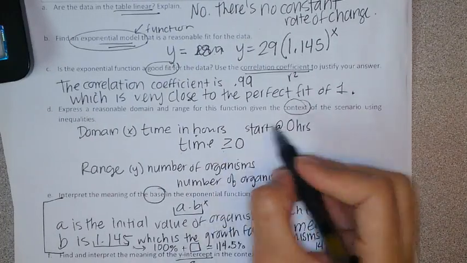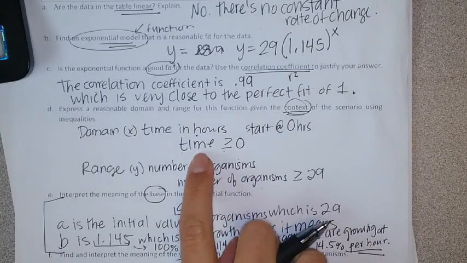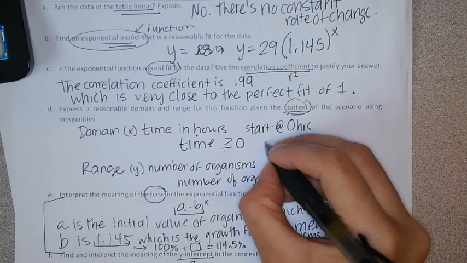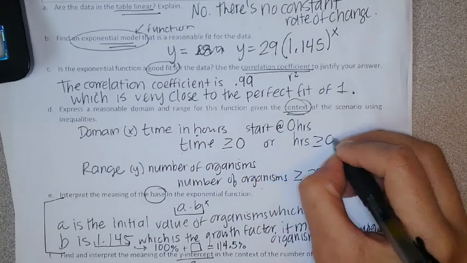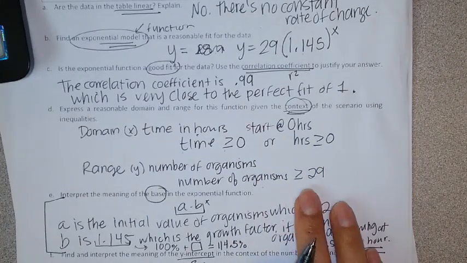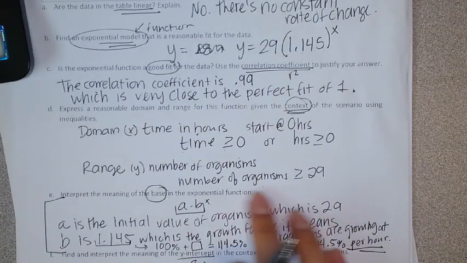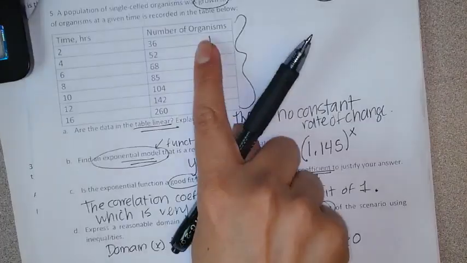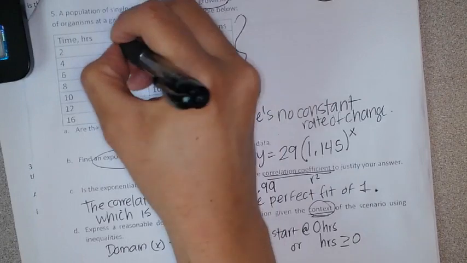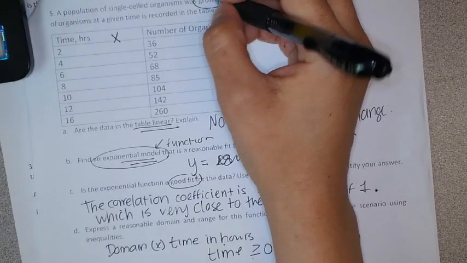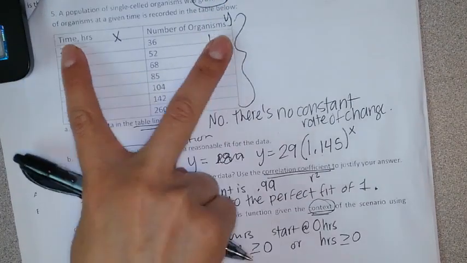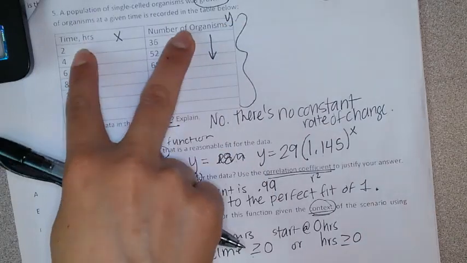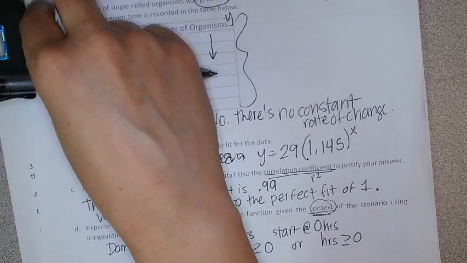They want you to do it in the context of the problem, so you can write time, or you can put hours are greater than or equal to 0. Here you can do number of organisms. So instead of using X and Y, you would use whatever the problem tells you to use.